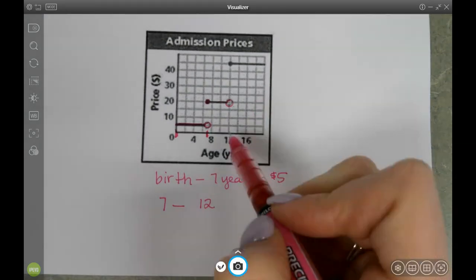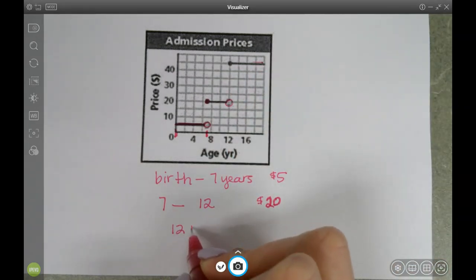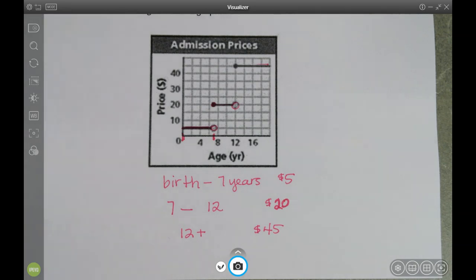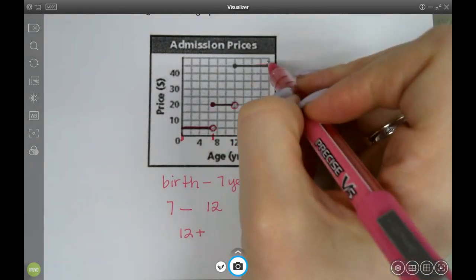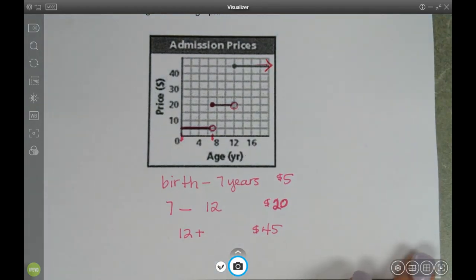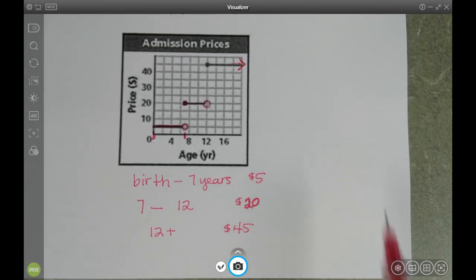Okay, and then once you turn 12, you jump way up there, and now your ticket is going to cost you $45. Okay, so let's just think about it. You guys go on a date to this place, cost you $90 to see a movie. Just 2 people. It's insanity. No one should do that. All right, so anyway, that's what this graph means. There would be an arrow right here that would go on forever because there are people who are older than 18.